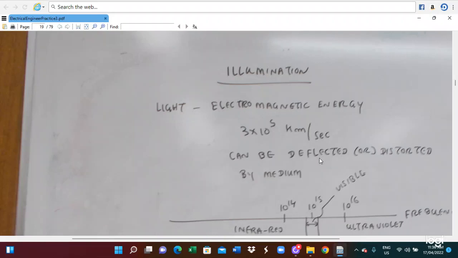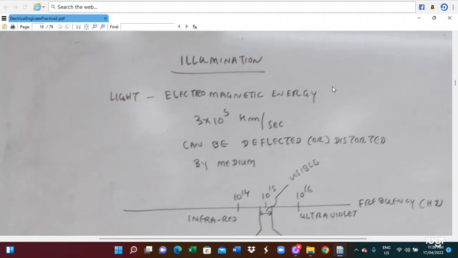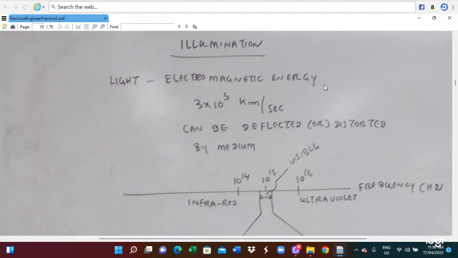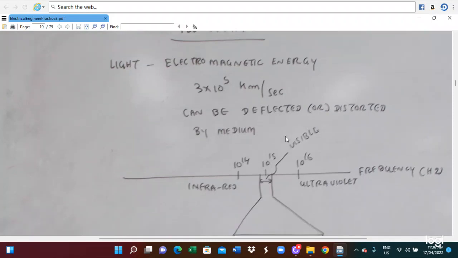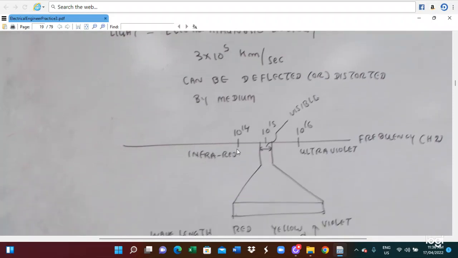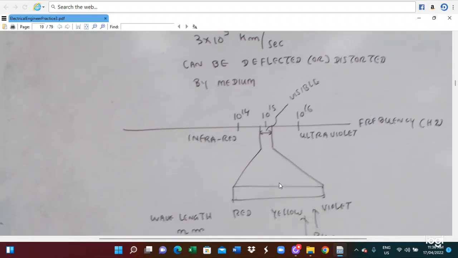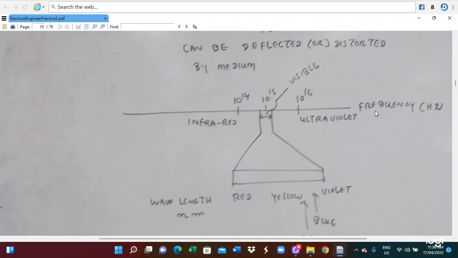Today's lesson is about illumination. Illumination is based on light. Light is a kind of electromagnetic energy. It travels with a speed of 3 multiplied by 10 power 5 kilometers per second. Light can be either deflected or distorted. Here is our frequency range, for the frequency range and the wavelength of the electromagnetic wave.